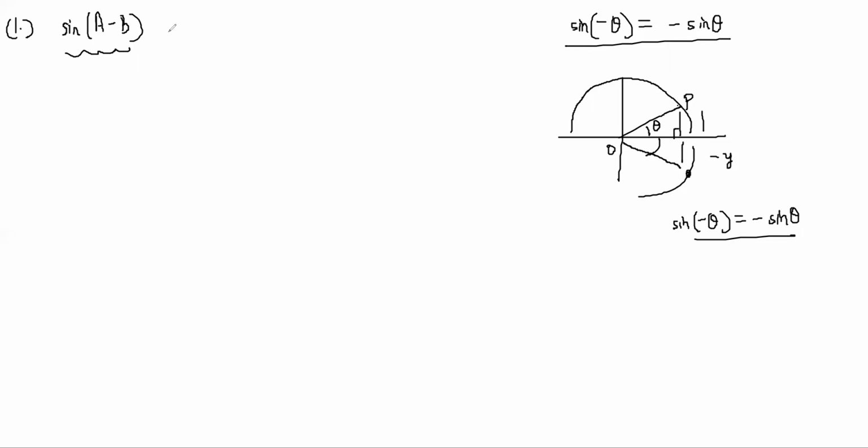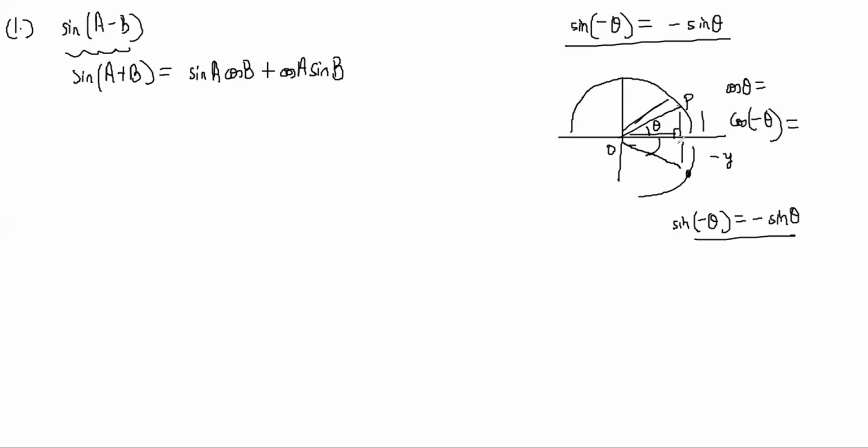So now we have our formula of sine of a plus b, which is equal to sine a cos b plus cos a sine b, right? If you notice here, cos of theta is base by hypotenuse, but if you take cos of minus theta, it's still the same base and same hypotenuse, no? Cos of minus theta is equal to cos theta, because the base is still positive, right? So cos minus theta is equal to cos theta.